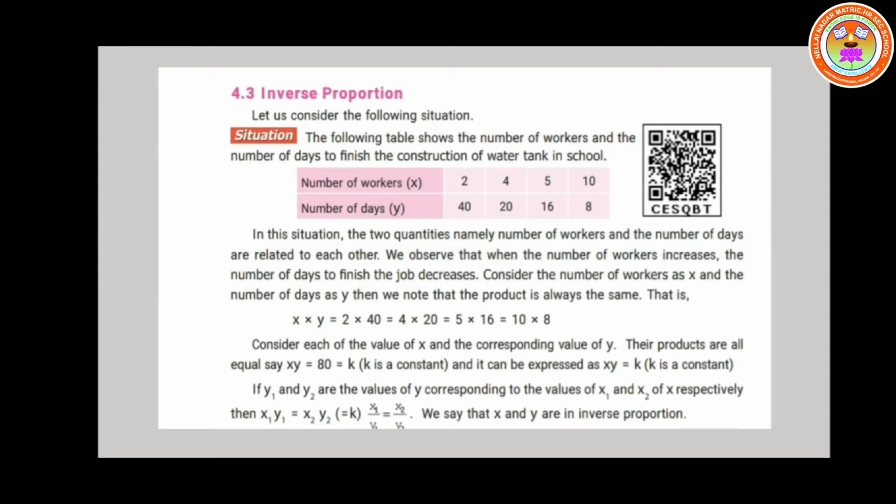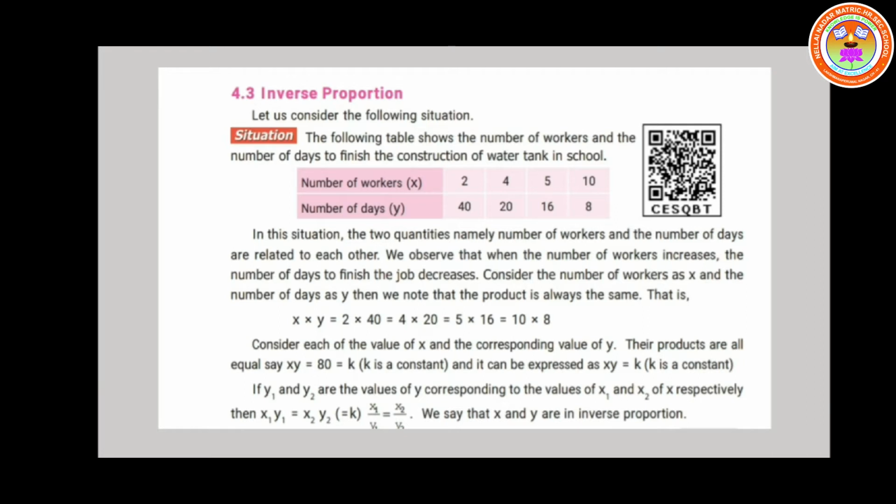In detail we'll see. Let us consider the following situation. The following table shows the number of workers and the number of days to finish the construction of a water tank in school. Number of workers: 2, 4, 5, 10. Number of days: for 2 workers it takes 40 days, for 4 it is 20, for 5 it is 16, and for 10 it is 8.